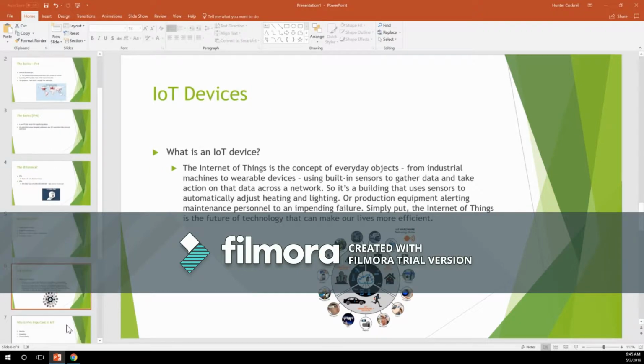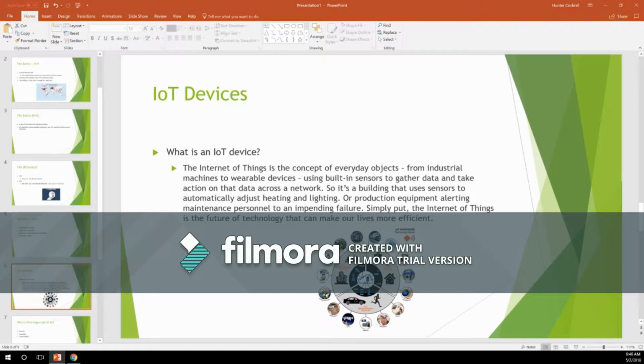Now we'll get into IoT devices. What exactly is an IoT device? The Internet of Things is the concept of everyday objects, from industrial machines to wearable devices, using built-in sensors to gather data and take action on data across a network.